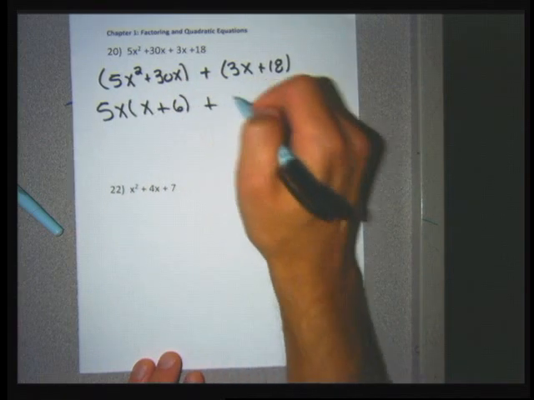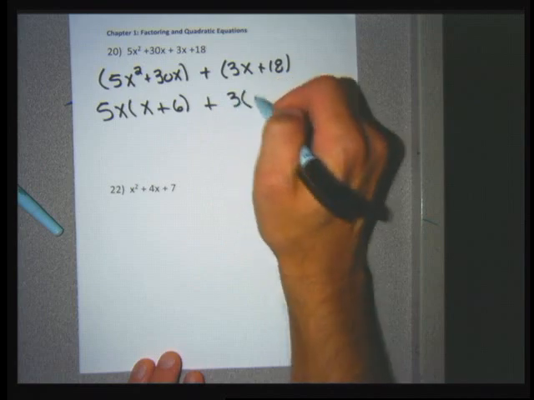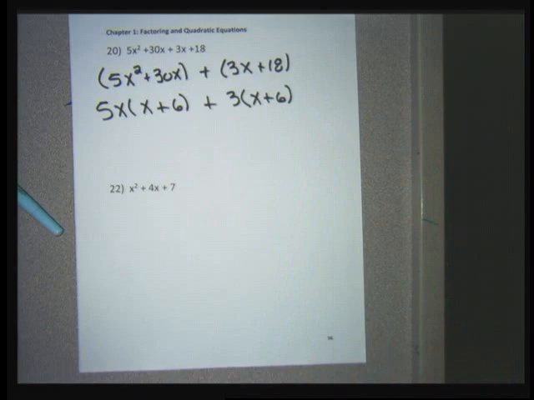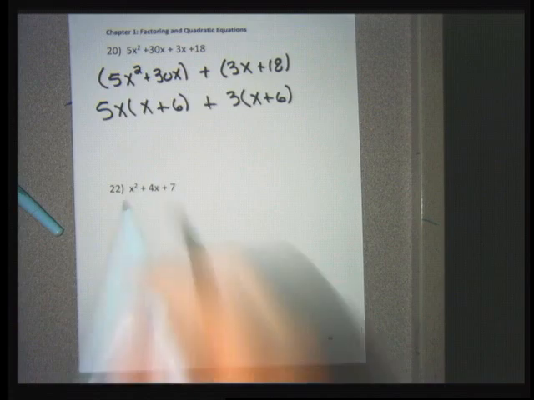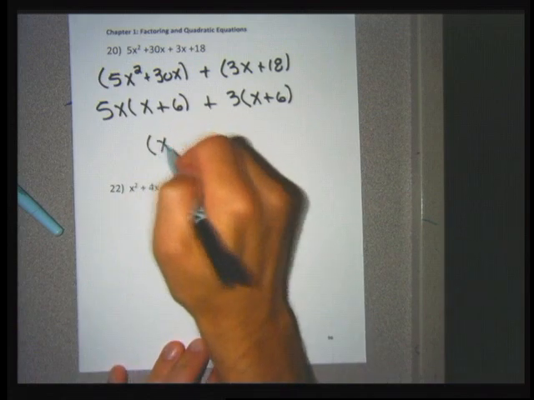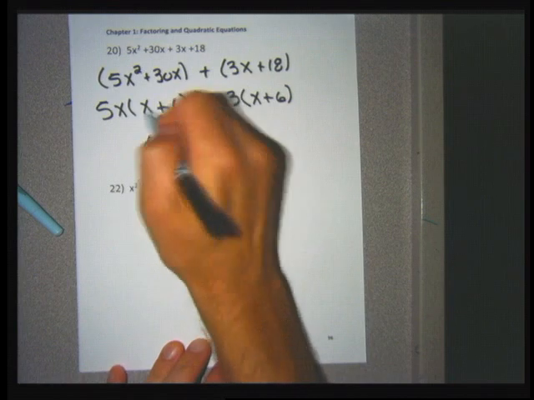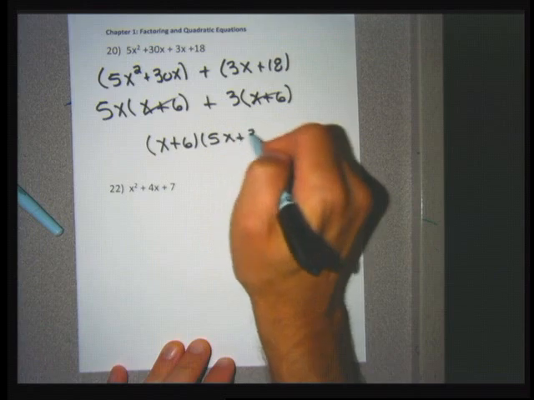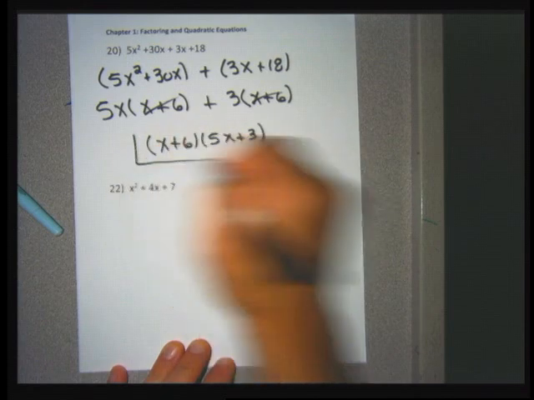Second parentheses, there's a common factor of a 3. When I factor out a 3, I'm left with an x plus 6. If you don't get the same parentheses, then either you made a mistake or grouping's not working, because grouping needs the parentheses to be the same. Now I'm going to factor out the x plus 6 that they have in common, and I'll be left with a 5x plus 3. And that's my whole answer to problem 20.